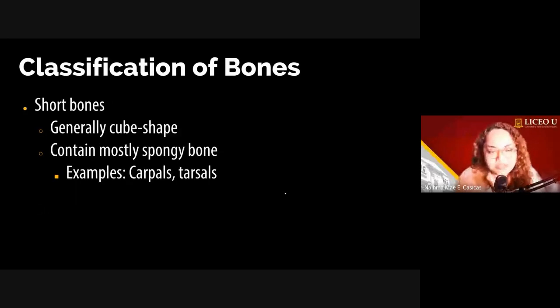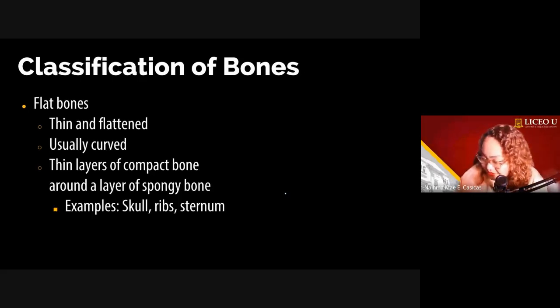Actually, all bones are important, but the long bones produce a lot of your blood cells. And then you have your short bones, which are generally cube shaped and contain mostly spongy bone. They have to be really light because they are very small bones. And then you have your flat bones, which are thin and flattened. They are usually curved, and they have thin layers of compact bone around a layer of spongy bone. So they're relatively light. These are found in your skull, your ribs, and your sternum.